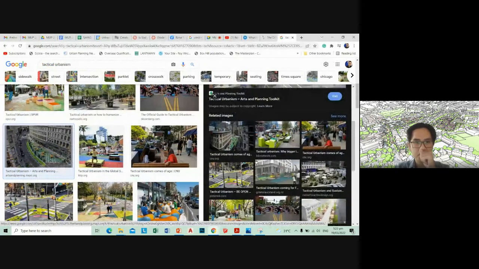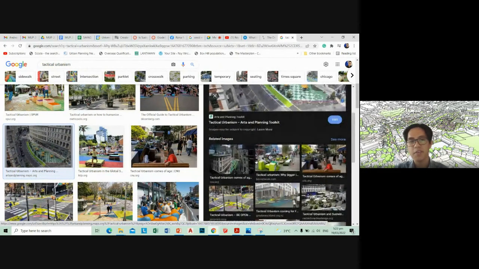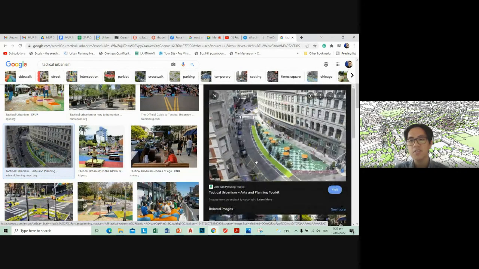And this could be an application of sustainability, because as we all know, making cities more walkable means more people can move around the city. It doesn't cost fuel. You just allow the space for people to walk.